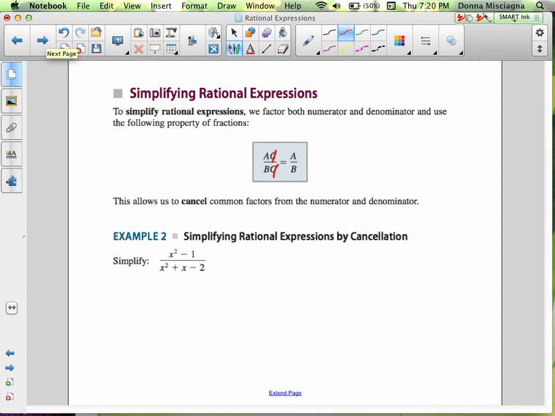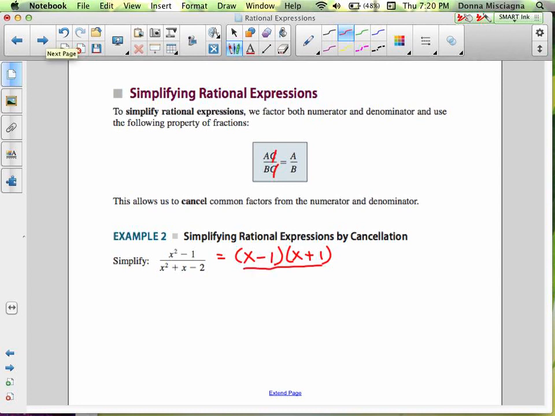All right, so we're going to factor our two expressions here, the polynomial in the numerator and the polynomial in the denominator. The numerator is super easy to factor. It's a difference of squares. So the square root of x squared is x, minus the square root of 1 is 1, and then the square root plus the square root. I mean, that's a pretty easy factor.